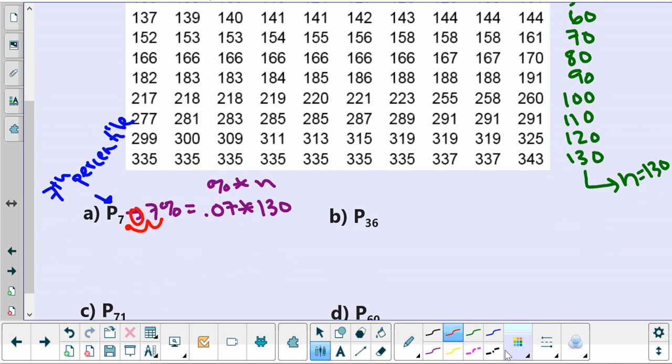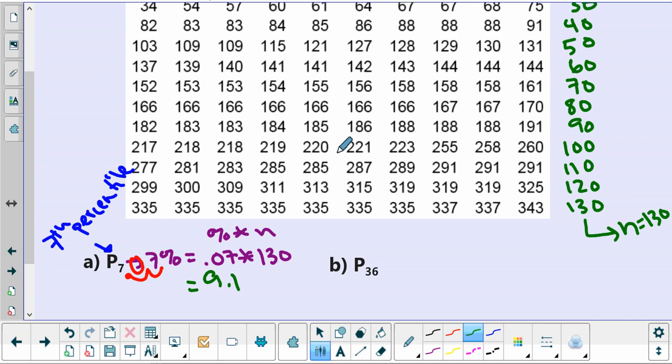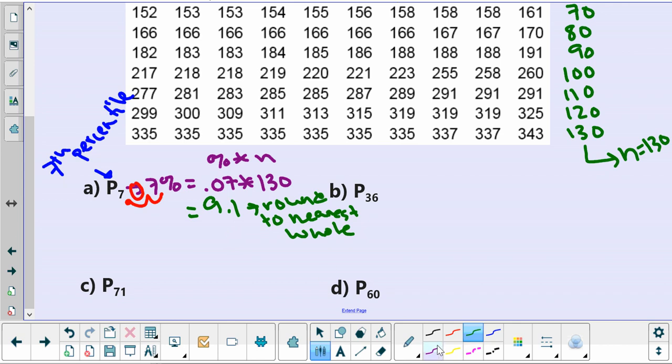So I am looking for that position in my table. So what I get here is 9.1. Now, this is marking a specific data value, okay? It's the 9.1 data value. We don't know what 9.1 is. That doesn't make any sense. All of our positions in the table are whole numbers. So what I need to do is round that to the nearest whole. And my nearest whole number here is the 9th data value. So this tells me that I am looking for the 9th data value.